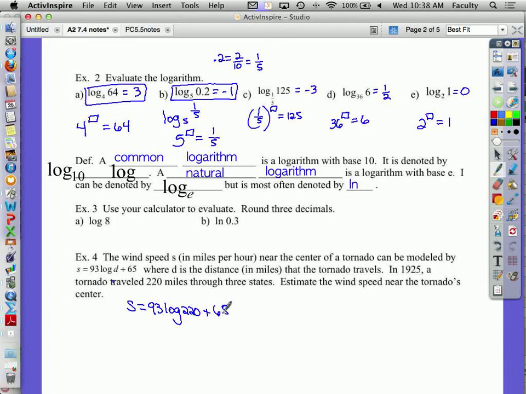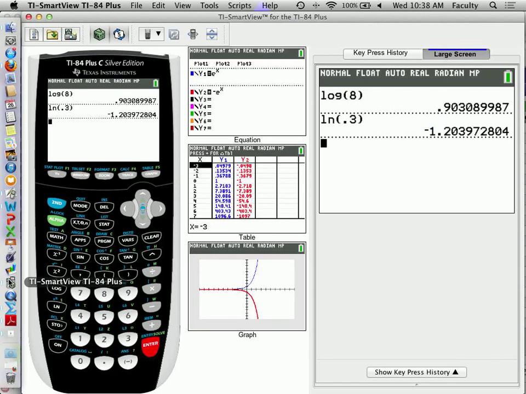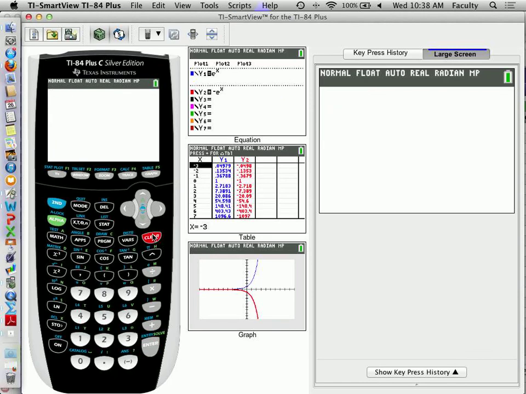And with your calculators out, let me show you how we're going to enter this, just to make sure we're good to go. I have 93, it's a LOG, so you use the LOG button, 220, but you have to close the parenthesis. Otherwise, you're going to get a different answer, and it's going to be the wrong answer. So you press enter, and I'm getting 282.8.